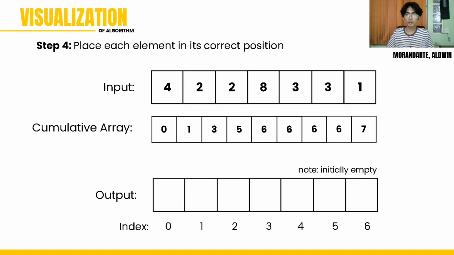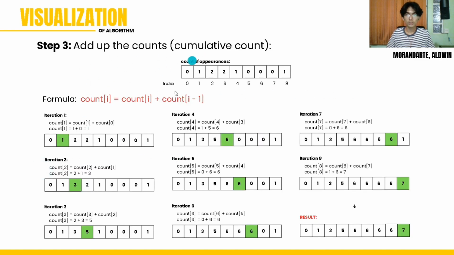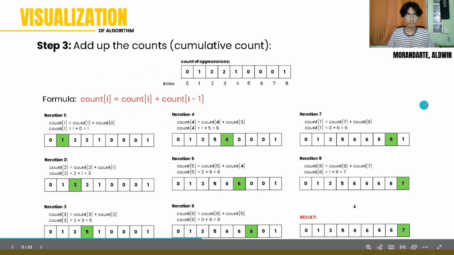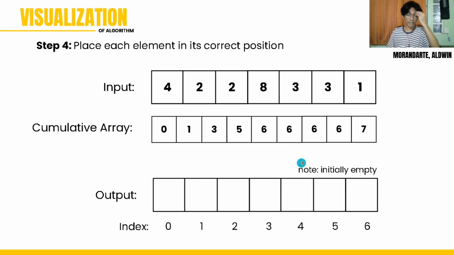So the final step would be to place each element in its correct position. Here we have the input array, and the cumulative array, which we got from iterating through the count array by getting the cumulative count. So here's the result. And then we have the output array, which is what would be displayed in the output if this was coded. Take note, it is initially empty, or basically initialized to zeros.